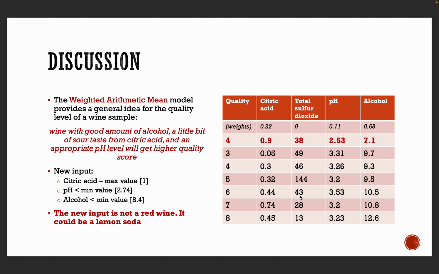I am also interested in the new input array. Let's have an investigation. Specifically, it's predicted to be in 4 quality score, which is not an excellent wine. The sample has a high concentration of citric acid, but very low value in pH level and alcohol, smaller than the minimum range. So the new input data may not be considered as a type of red wine. Based on a strong sour taste, it could be a lemon soda.